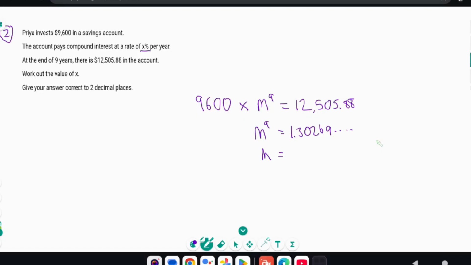So we get 1.02981. Again, we need to reverse to go back to find out what the percentage increase is when your multiplier is 1.02981. So let's times it by 100 to change it into a percentage first.